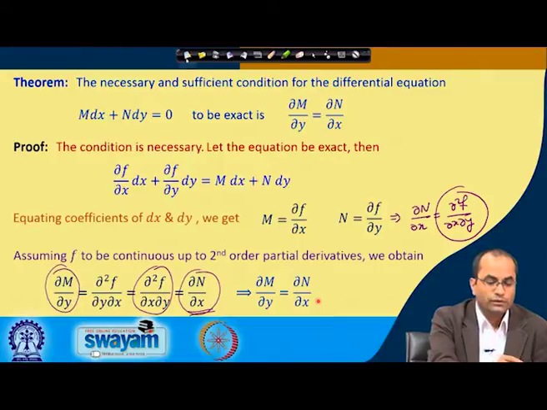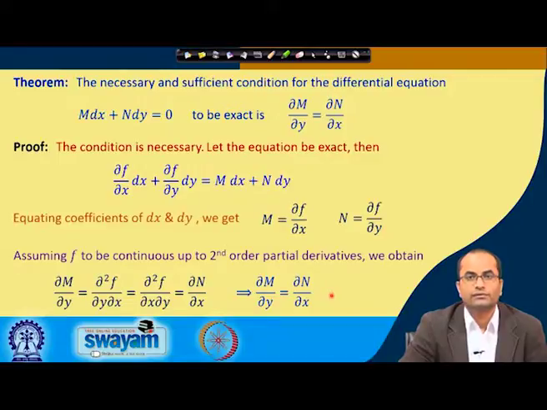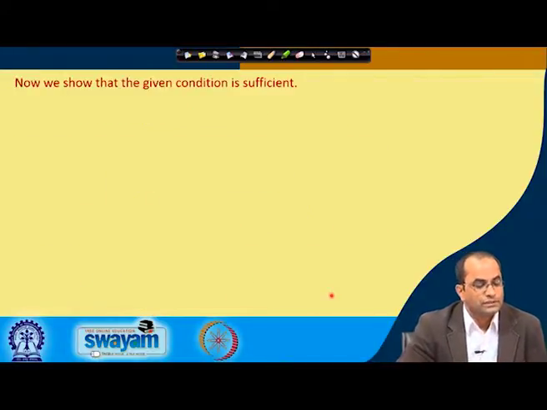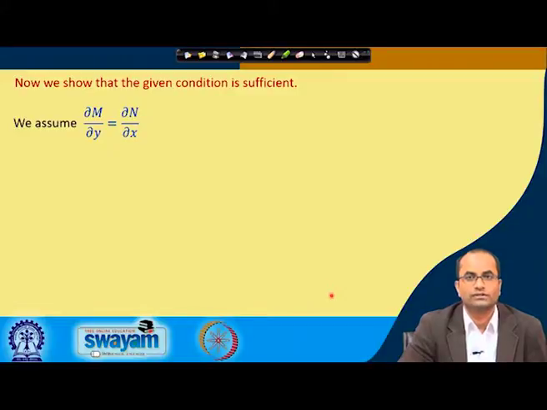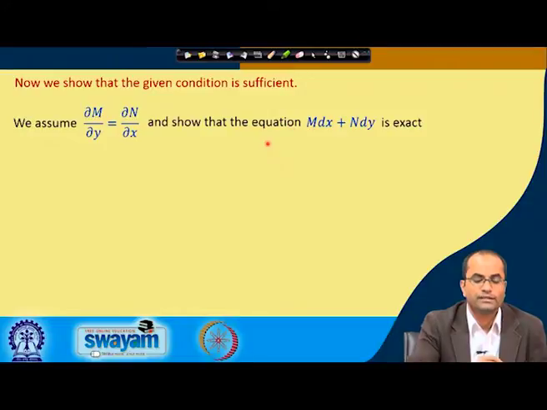And now we will look at it the other way around: if this condition holds, then we will show that the equation is exact, and that will complete the proof of this necessary and sufficient condition. So, here we take the condition as sufficient, meaning that we assume this condition holds, and then we will show that m dx plus n dy is exact. To show that it is exact, we basically have to get a function f whose differential is exactly m dx plus n dy.